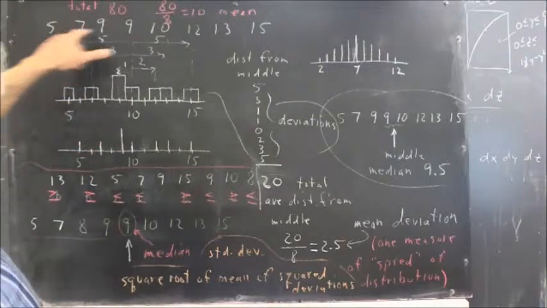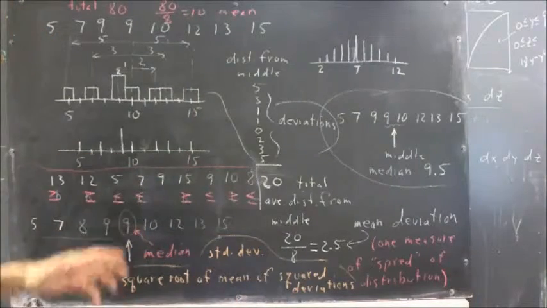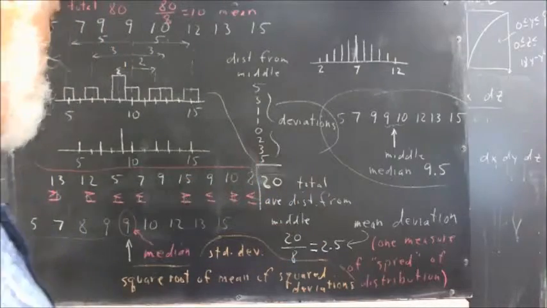Within the range, we can still spread the numbers in the middle more or less, as we just saw, and get obviously different results for the mean deviation.